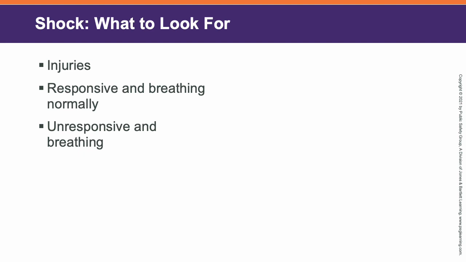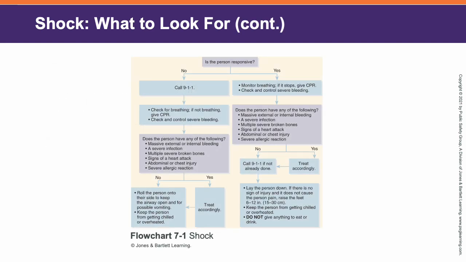Some other things to look for: we're going to want to look for any injuries that may be leading to heavy bleeding. We want to check their responsiveness and their breathing, and if they're unresponsive, we'll go into CPR and those sorts of things. This is just a quick overview flow chart. You can use it to help you study for how you would treat shock and study for a final exam. Like, is the person responsive? Yes or no? If they're not, what do I do? If they are, what do I do? And from then on.